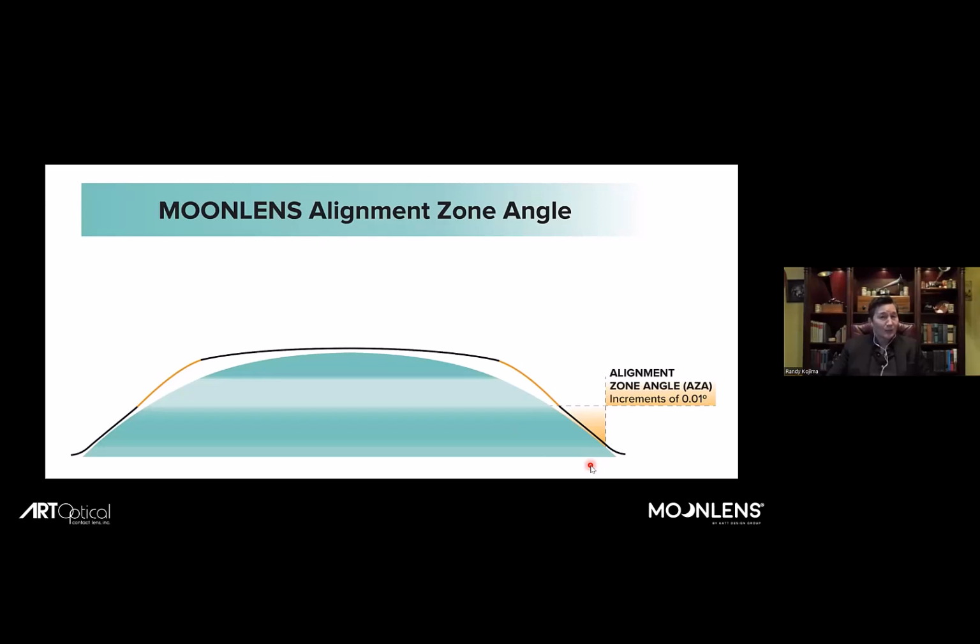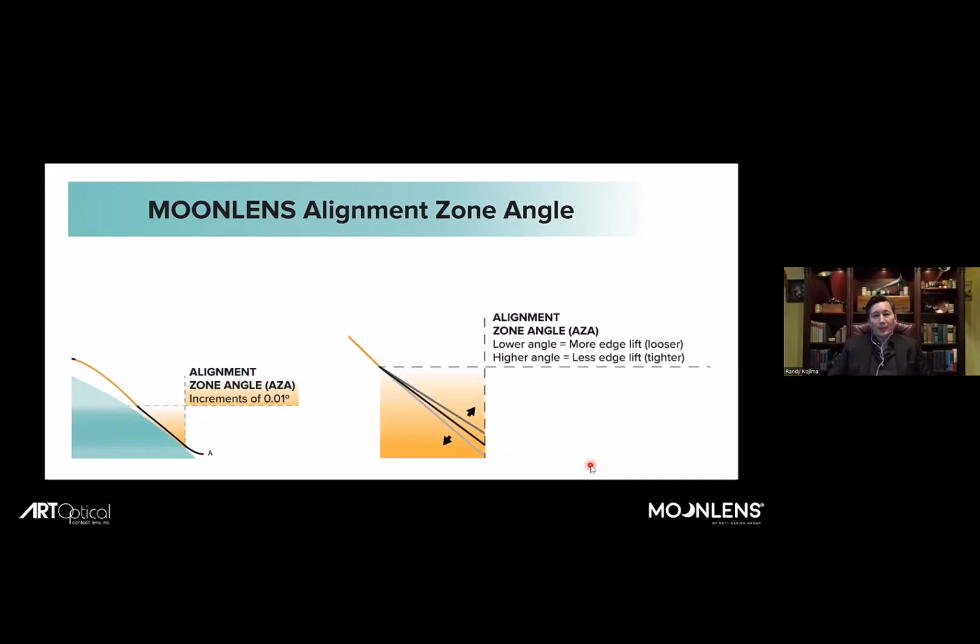If we get the alignment zone angle right, we get the centration right, we get the fit right, we get the effect right. Now, the alignment zone angle is altered in degrees. So a 1 degree change in the angle is a fairly significant adjustment. That should create a big alteration to the fit. But you can adjust it in as small as 0.01 degree steps.